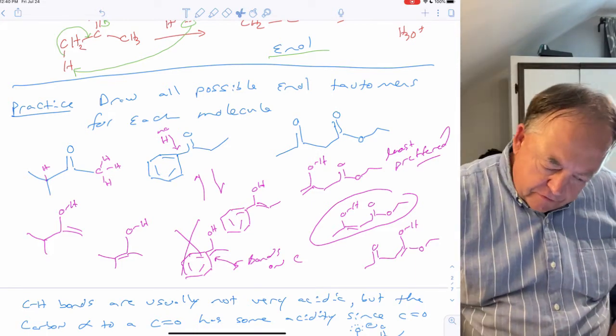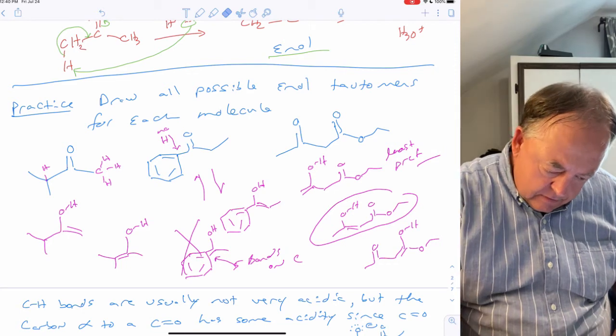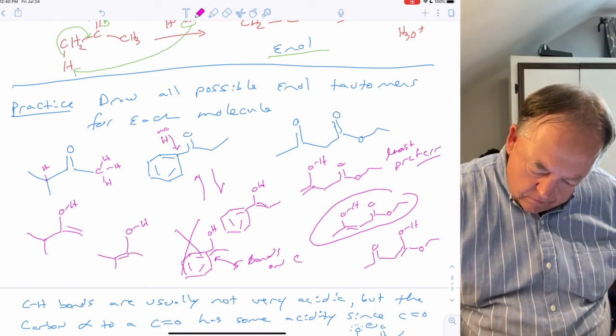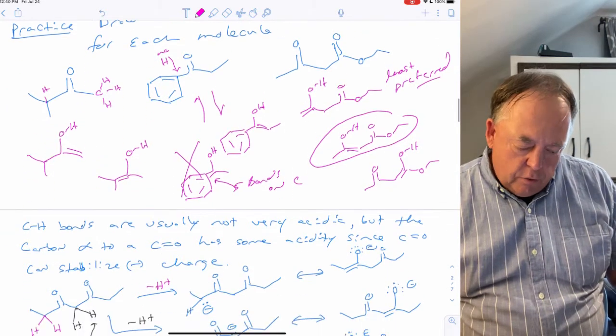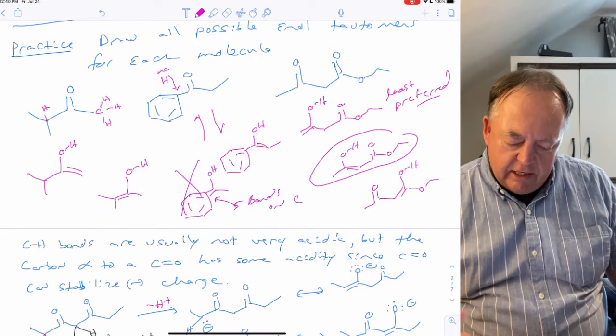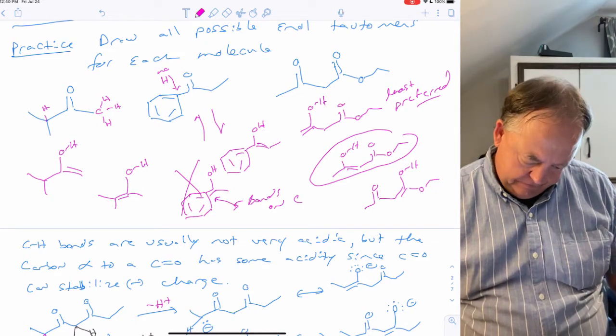That's not how you spell preferred, is it? There we go. Okay, so that will be one thing that you would have to do when you test over this chapter: I give you molecules, sketch the possible enols that it could make.